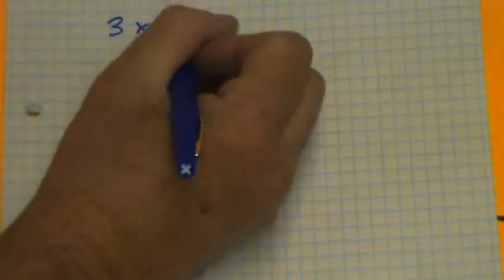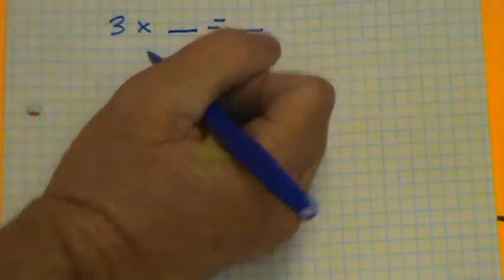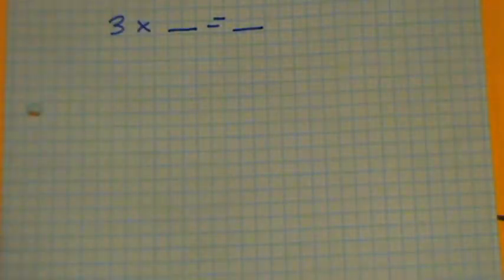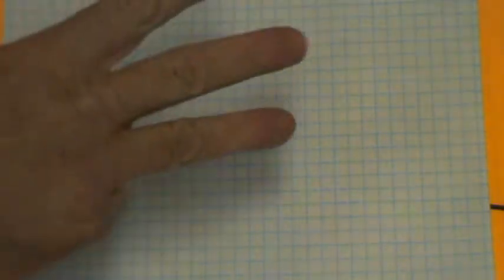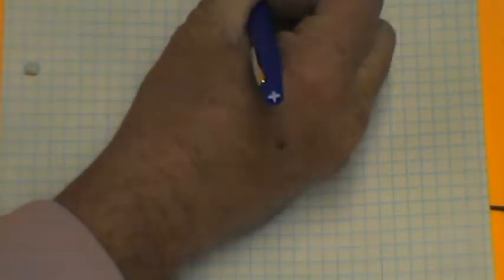3 times a number equals 24. Let's count by 3s, shall we? 3, 6, 9, 12, 15, 18, 21, 24. 3 times 8 is 24. So we can see here that just some of the factors of 24 are 4, 6, 3, and 8. But there's more, but we're not going to go into that right now. Oh, maybe we will. Let's go with our next one.